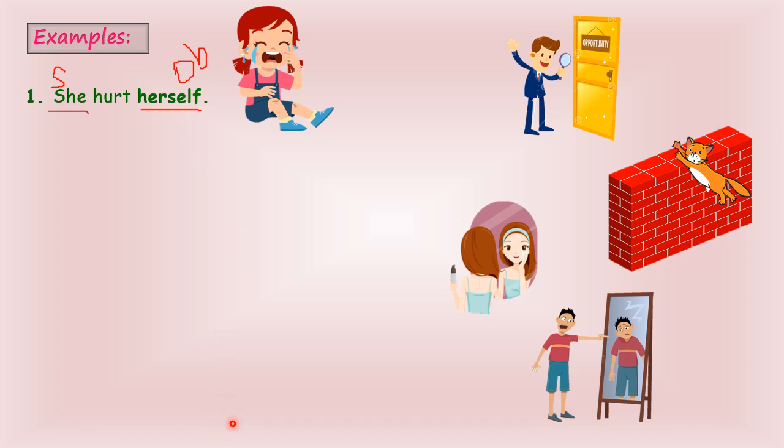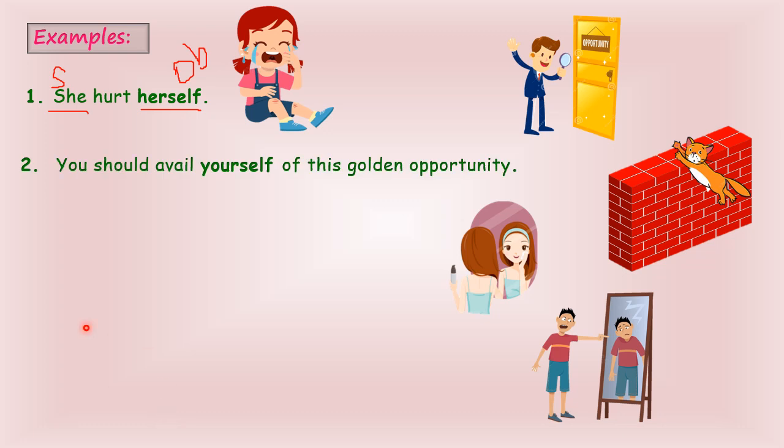Is it clear, children? And she hurt whom? Herself. You are getting the answer for whom also. Yes, and if you remove this herself, she hurt. Is this sentence complete? No. Got it, children? And herself here is acting as an object also. So this much is clear, children. Now let's take one more example.